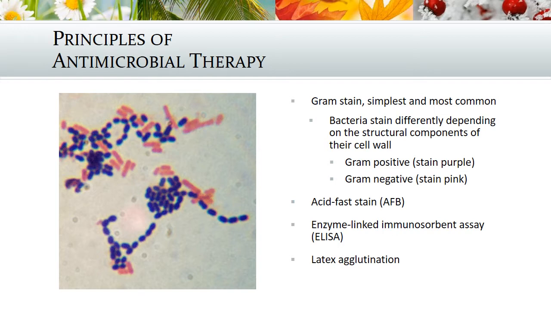Certain fungi can quickly be identified using India ink and potassium hydroxide, KOH preparations. Urinary antigen tests are routinely performed for rapid identification of things like Streptococcus pneumoniae and Legionella pneumophila. And rapid antigen tests for influenza allow detection as well as distinguishing whether it's influenza A or B.